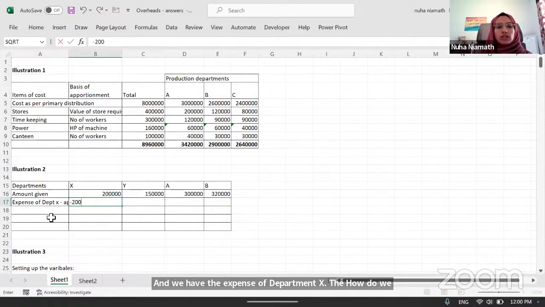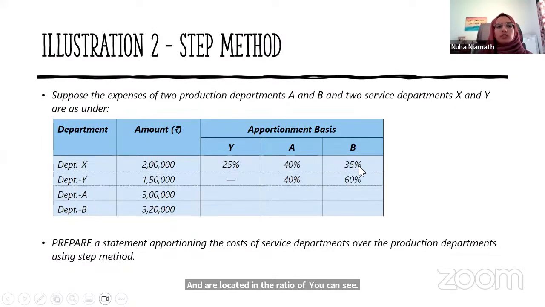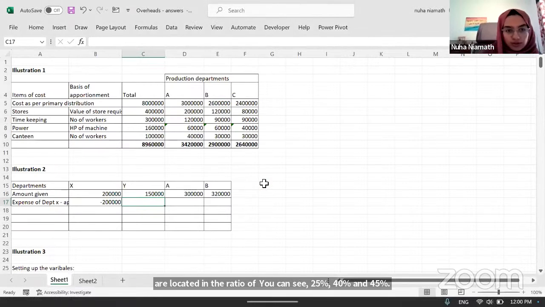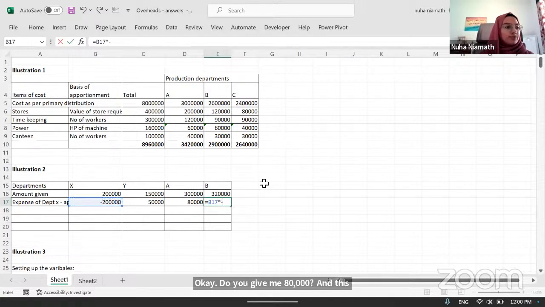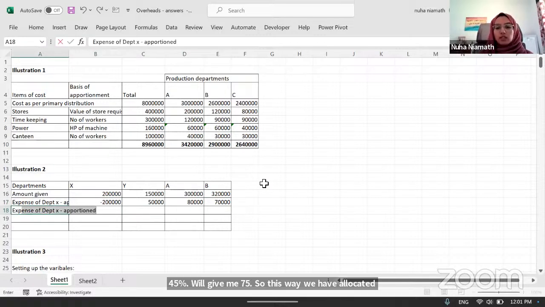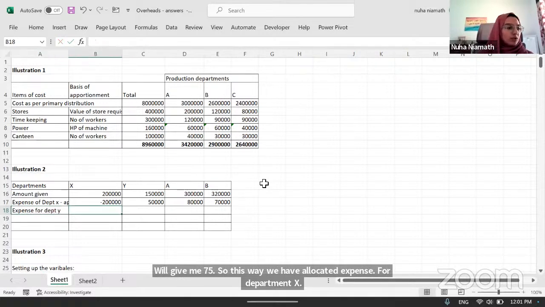So we have to remove this entire 2 lakhs and allocate it in the ratio of, you can see, 25%, 40%, and 35%. Correct? So if you take your calculators and do 25% of 2 lakhs, we get that as 50,000. If we do it for 40%, do it the same way, 40% will give me 80,000. And 35% will give me 70,000. So this way we have allocated the expense for Department X.